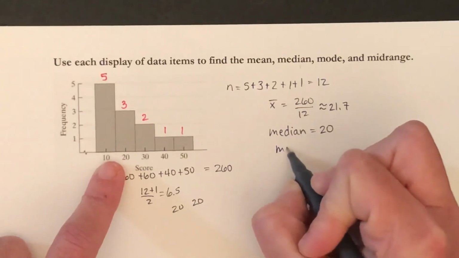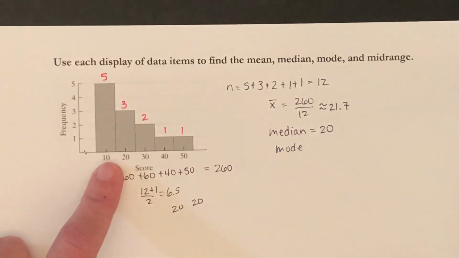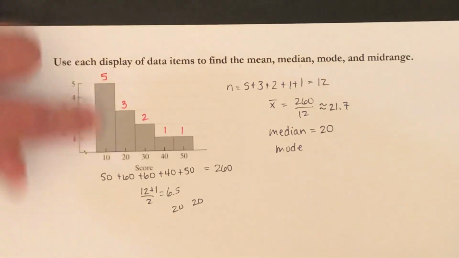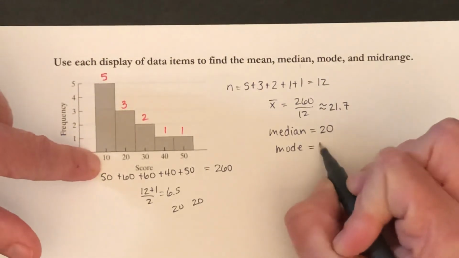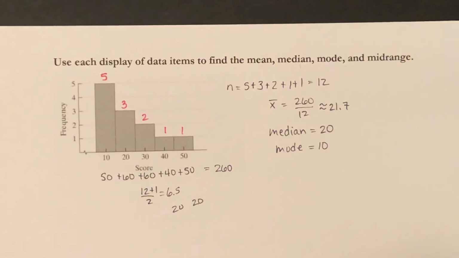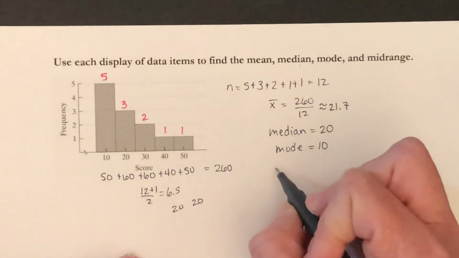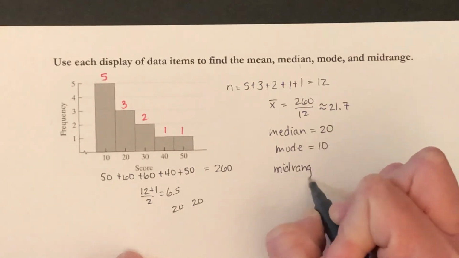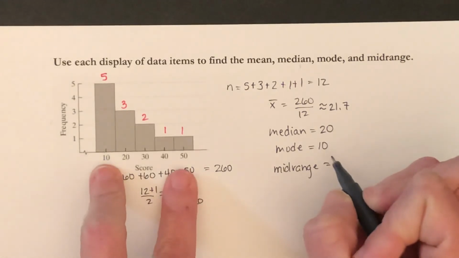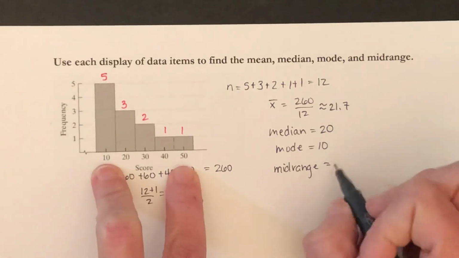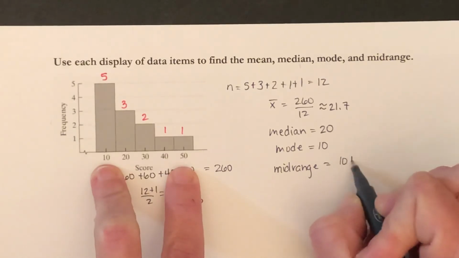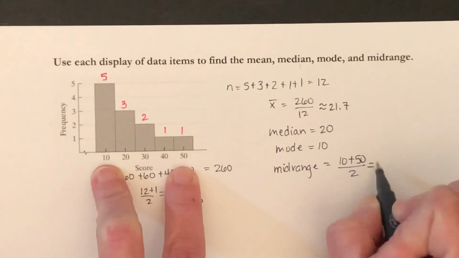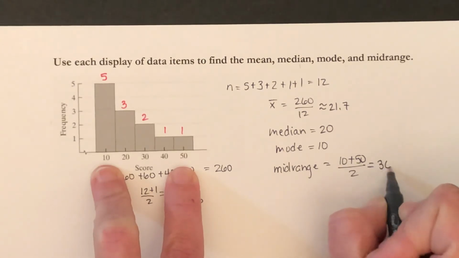The mode is the value that shows up most often, so the one with the largest frequency, which will be 10. And for the mid-range, largest value plus smallest value, and divide by 2. So 60 divided by 2, that is 30.